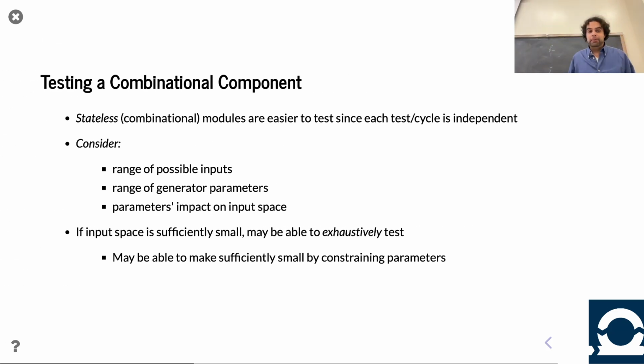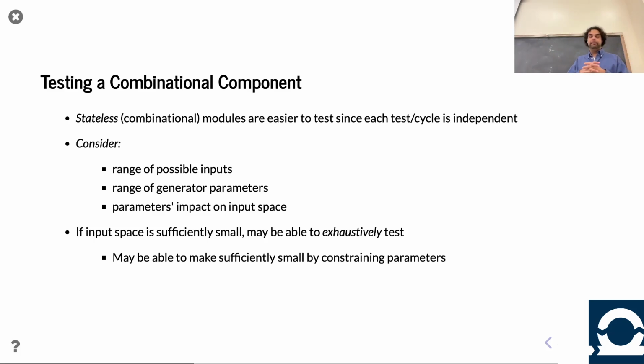So I promised you combinational components were easy to test. Let's talk about it. Combinational means it's stateless. That means no matter whatever I do, if I put the same inputs in, I'm always going to get the same outputs. A stateful element, I can give the same inputs and I may get different outputs because it may depend on the history of prior inputs, right?